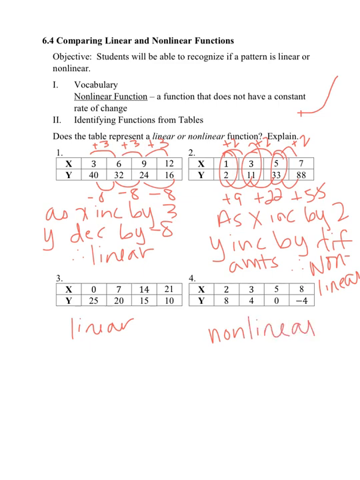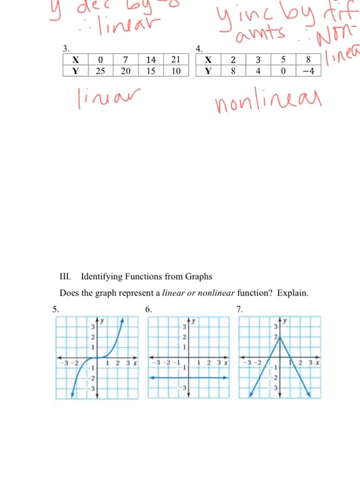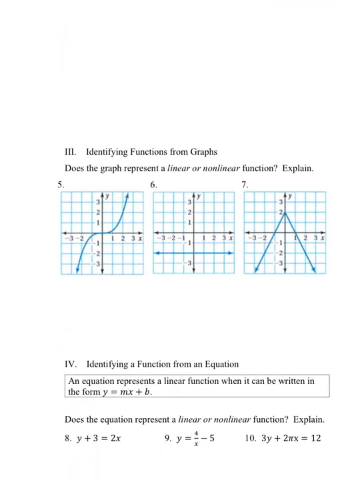So linear versus nonlinear. We can look at it as the table. Does it have that constant rate of change? Or you can look at it as a graph. Does the graph represent a linear or nonlinear, and why? Well, it's pretty obvious in number 5. It's not a straight line, so it's not a linear function. So this one here is nonlinear because it's not a straight line.